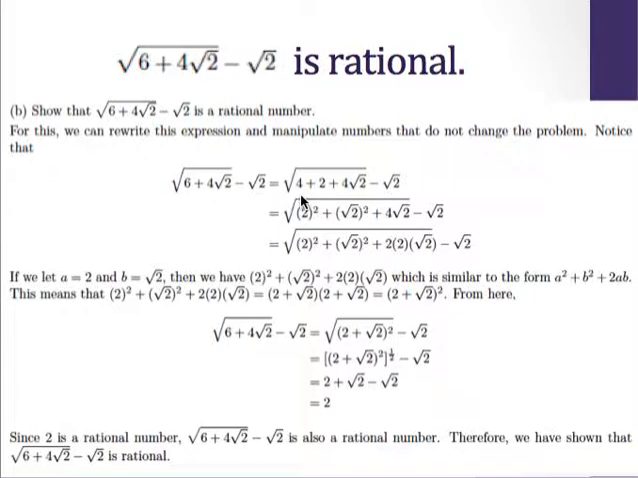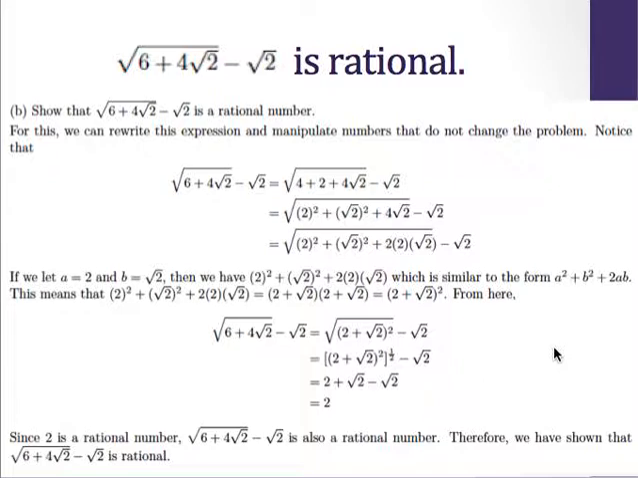Then once again, we can rewrite the 4 and the 2. So we're going to change 4 to 2 squared, since 2 times 2 is 4. And we're going to change 2 to the square root of 2 squared, since the square root of 2 times the square root of 2 is just 2. And then when we rewrite 4 square root of 2, we're going to write it as 2 times 2 times the square root of 2. So once again, if we let a equal 2 and b equal the square root of 2, then we have 2 squared plus the square root of 2 squared plus 2 times 2 times the square root of 2, which is also similar to our factorable form a squared plus b squared plus 2ab.